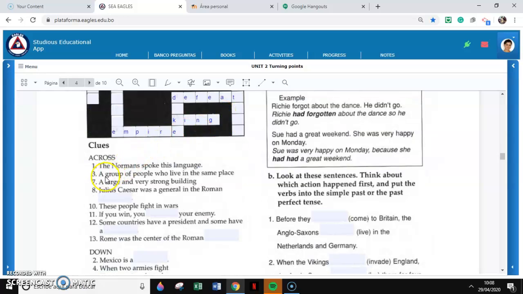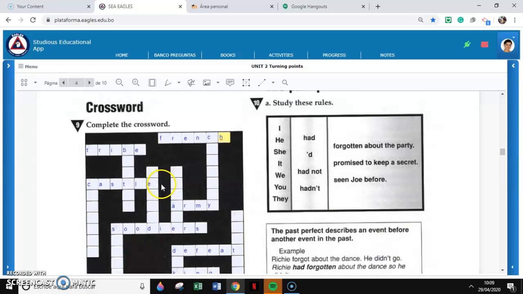Let's have a look at number 3. A group of people who live in the same place. Again, according to the reading The Invaders, what we read in the American Outline book, Turning Points, Unit 2, it's a tribe. So number 3, tribe.